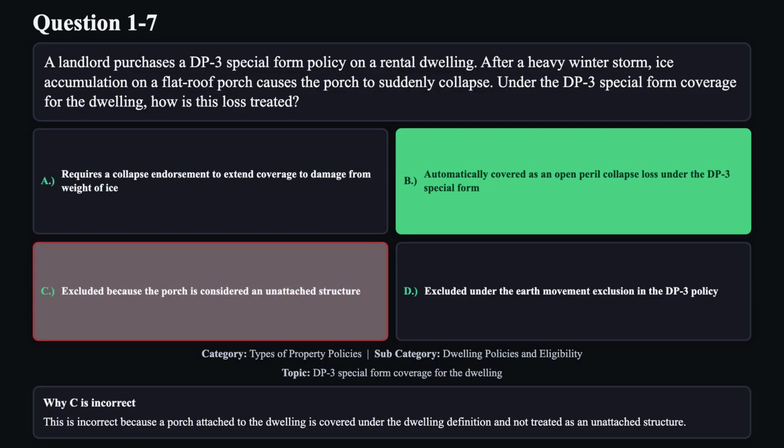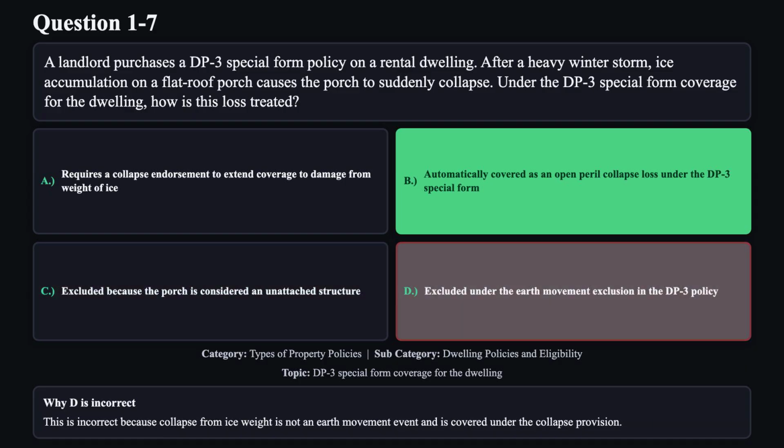Reason C is not correct. This is incorrect because a porch attached to the dwelling is covered under the dwelling definition and not treated as an unattached structure. Reason D is not correct. This is incorrect because collapse from ice weight is not an earth movement event and is covered under the collapse provision.